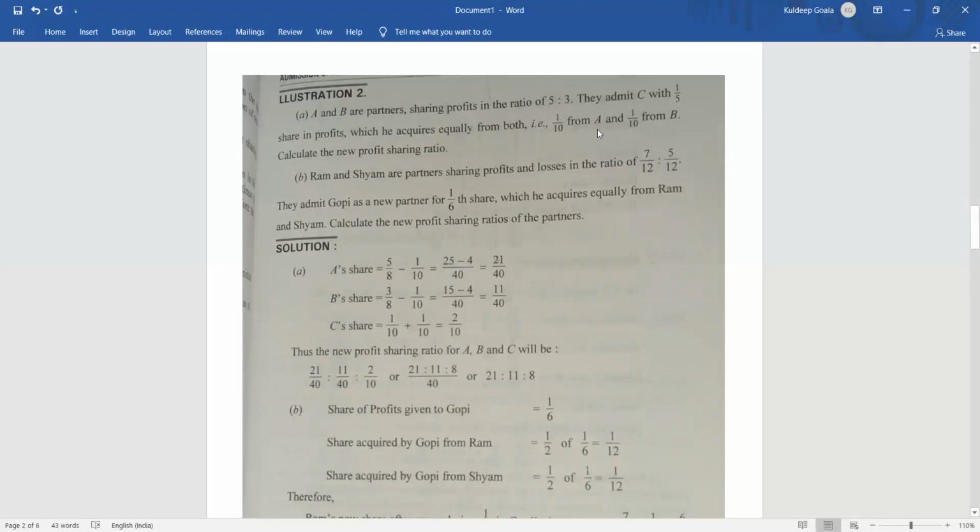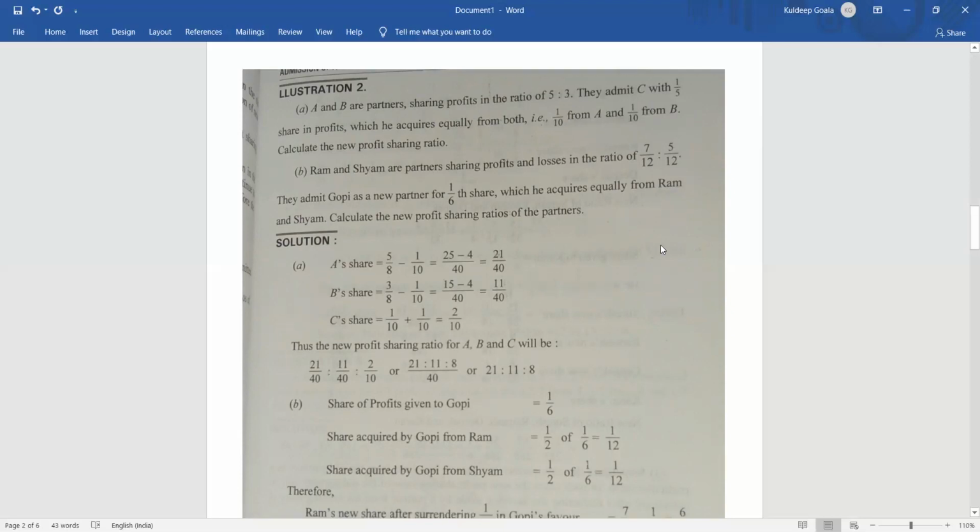From A means A is going to give 1 by 10, and B is going to give 1 by 10, right? So very easily, I'm not going to calculate the sacrificing ratio because the question itself has told that A is going to give 1 by 10 and B is going to give 1 by 10. So the sacrificing ratio is given in the question itself, that is 1:1. Okay, clear, right? Now let's find out the new ratio. So how will you find out? Old ratio minus sacrifice, because the sacrifice is given, so we can just change it.